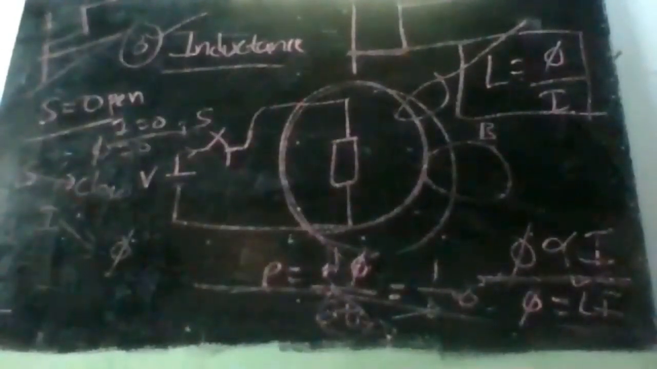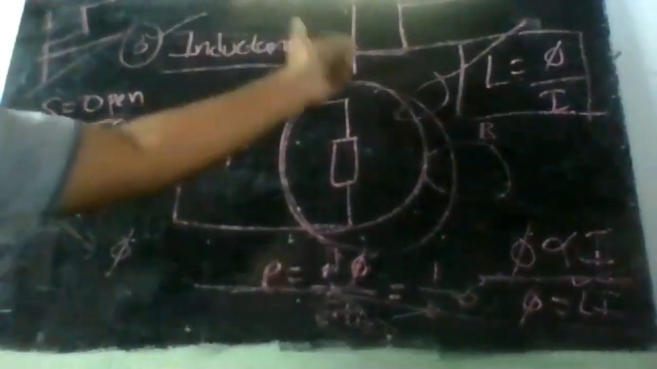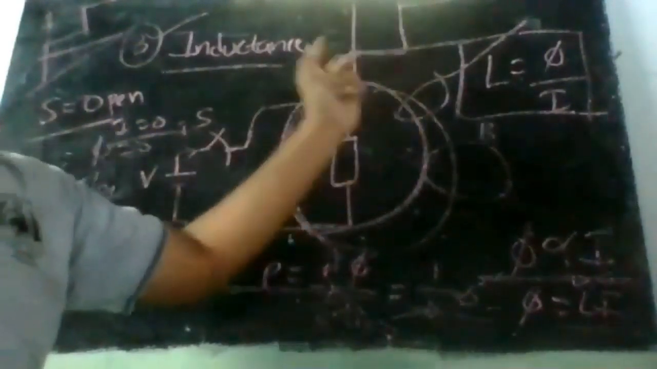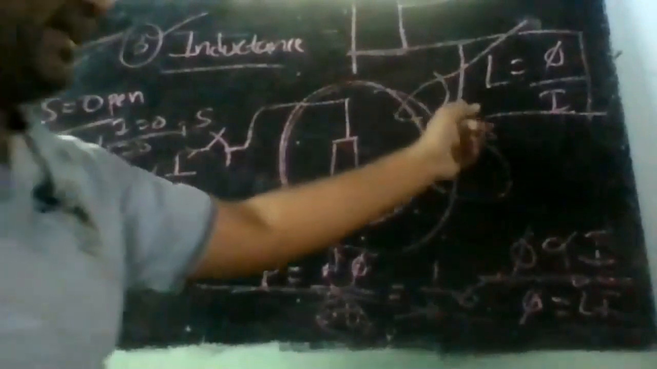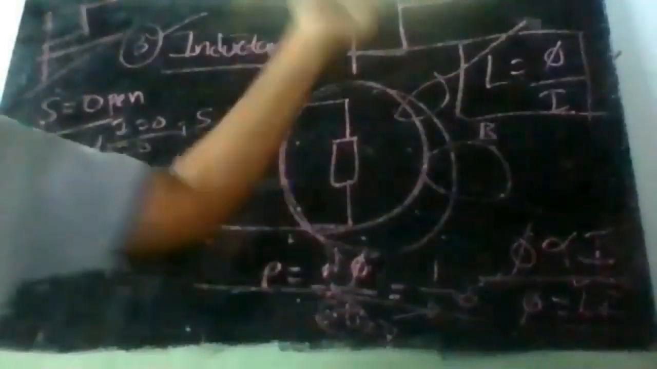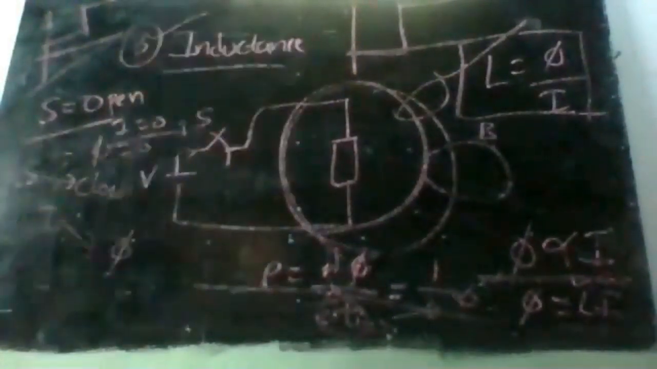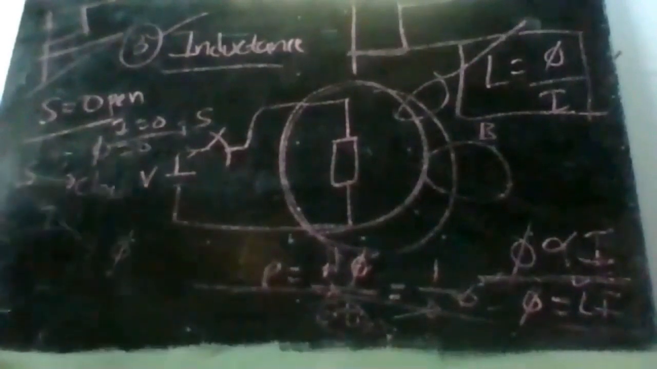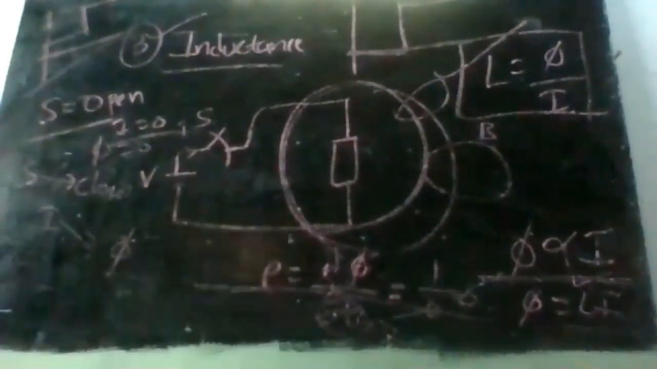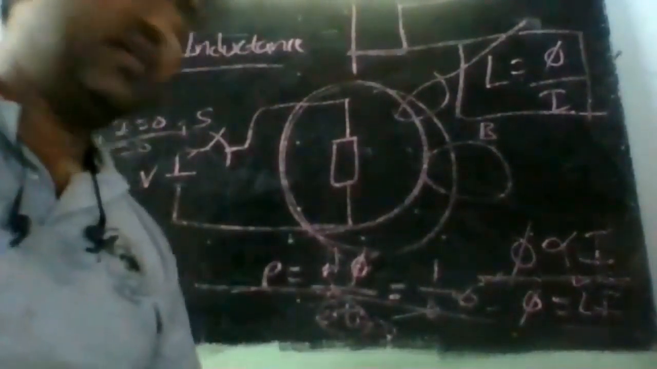So the property of a material by which it opposes sudden changes in current is called inductance, and it is given by L is equal to phi by I, the flux produced by the current that is producing the flux. Okay, so this is about the inductance.